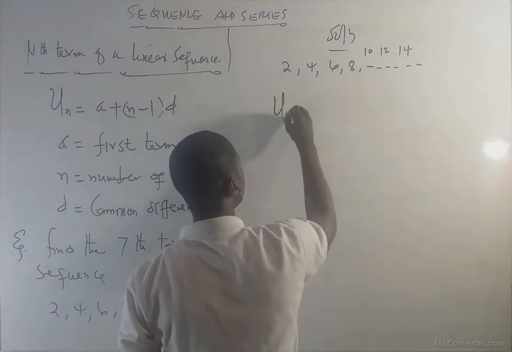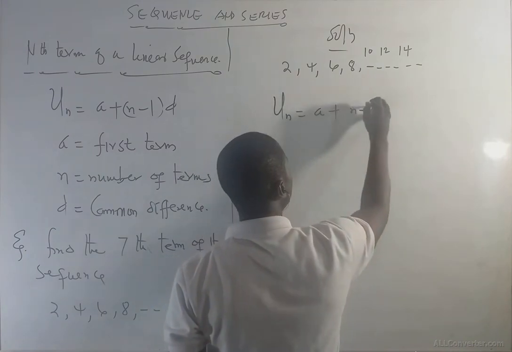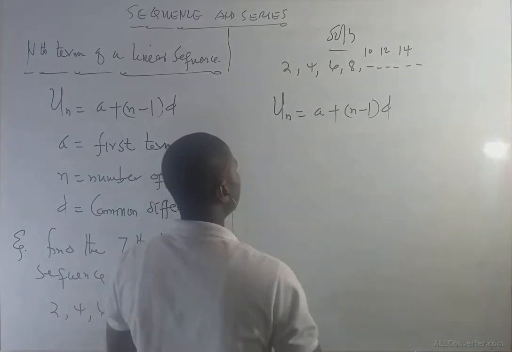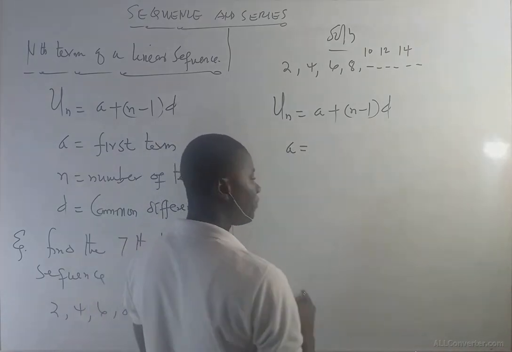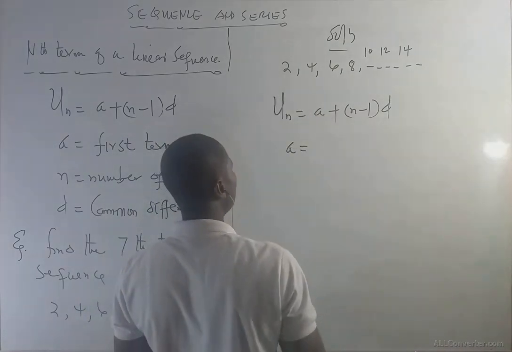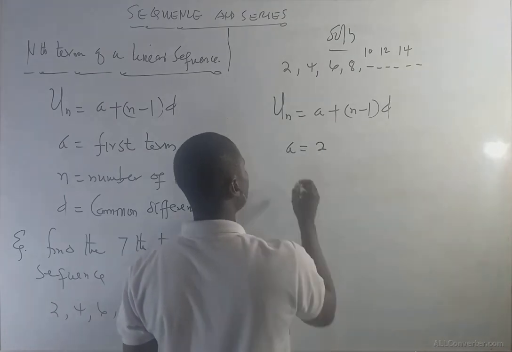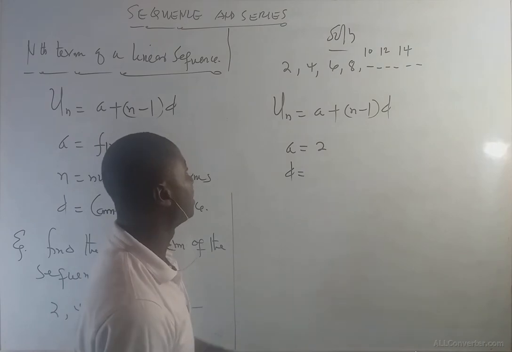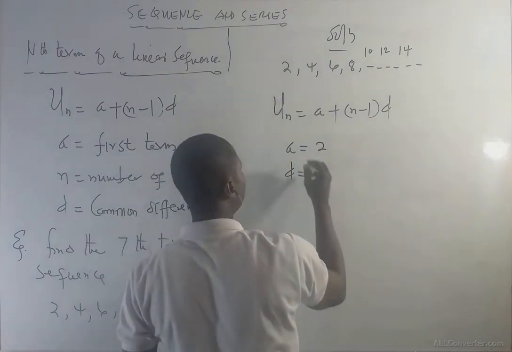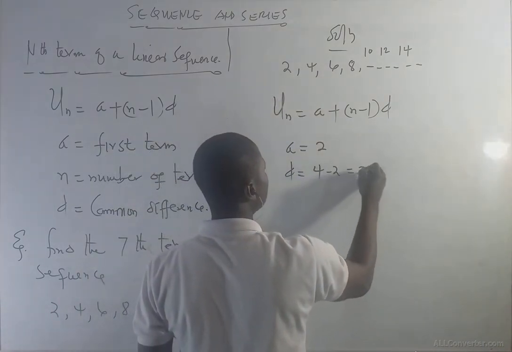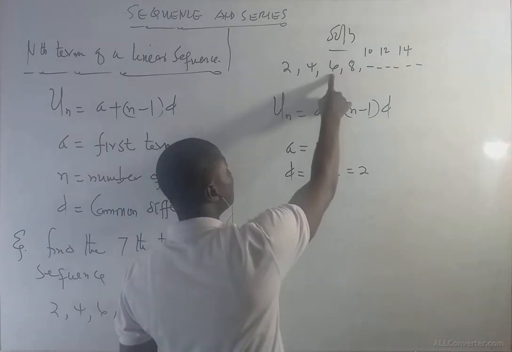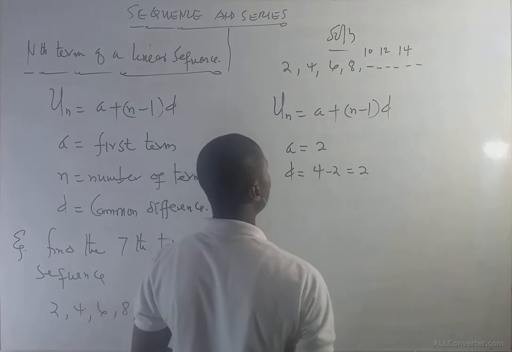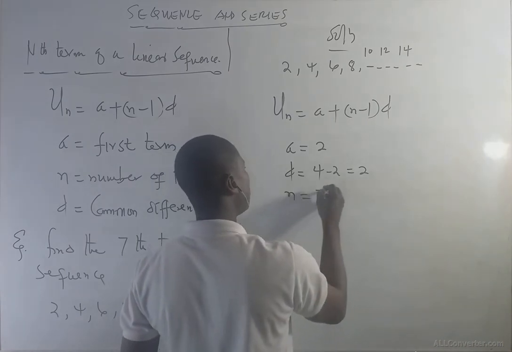So the formula is Un equals a plus (n minus 1) times d, where a is the first term, the first element of the sequence. The first term is 2. You can see that from the question. The common difference d is the second element minus the first element. That is 4 minus 2, and the answer is 2. Or you can use 6 minus 4, you still get 2. Or 8 minus 6, you still get 2.